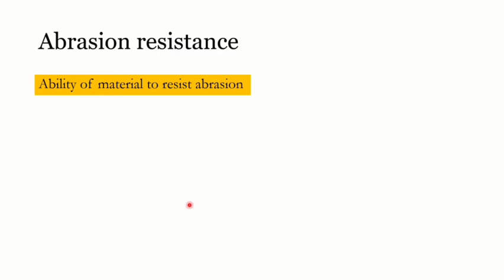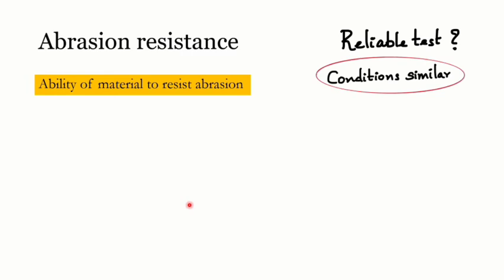So when you are putting a dental material in the mouth, it should not cause abrasion of the tooth as well as not abrade itself. So this is a very important property required by a dental material. So what is the reliable test that can be done for abrasion?